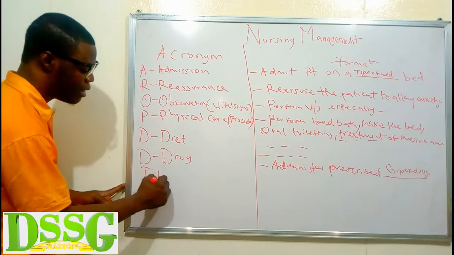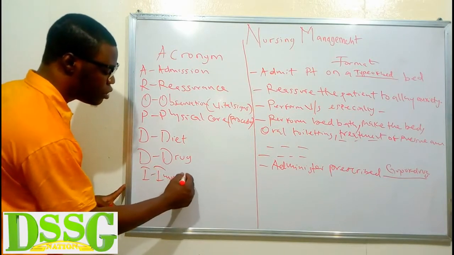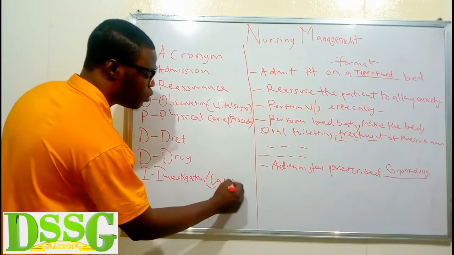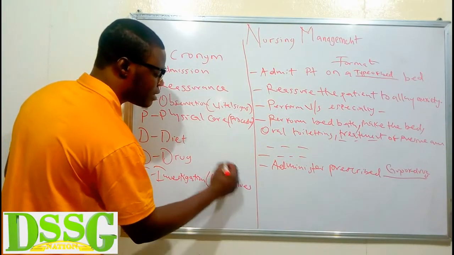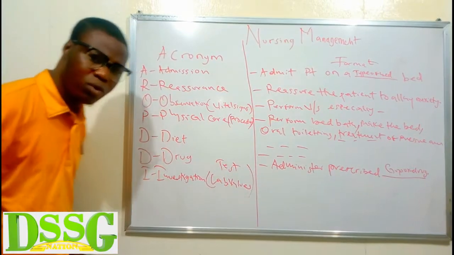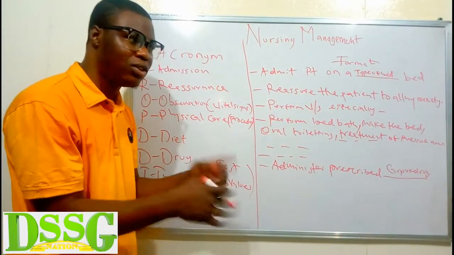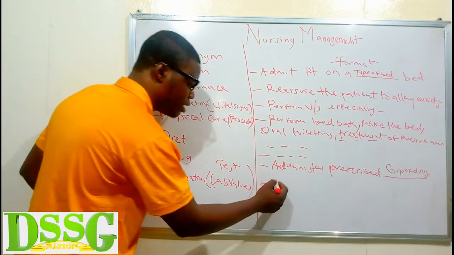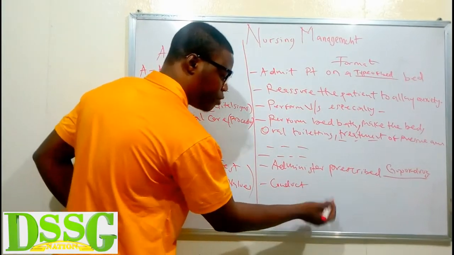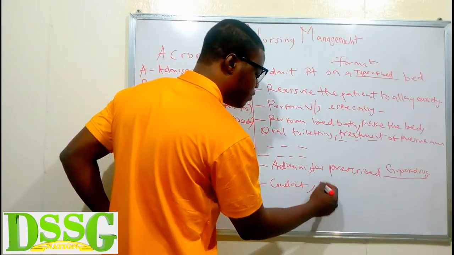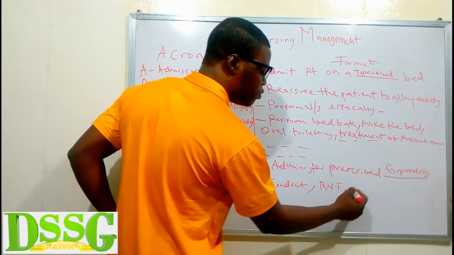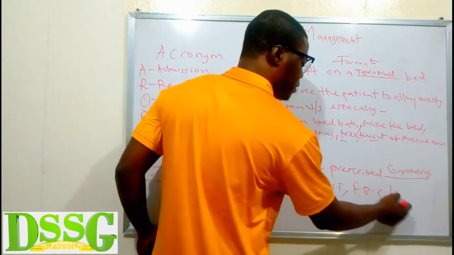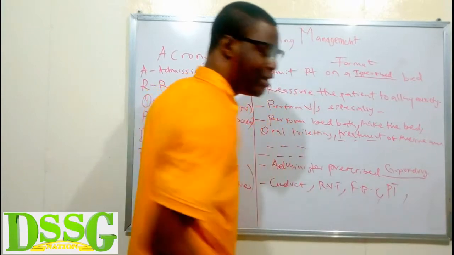So we have I, and the I is what? Investigation. So this investigation is talking about the lab values, the tests that you run on the patient. So there are some certain tests that are just like constant tests. So if you put down tests to get the mark, you can just say conduct or perform retroviral test, full blood count. For females they used to perform PT, and the likes like that.